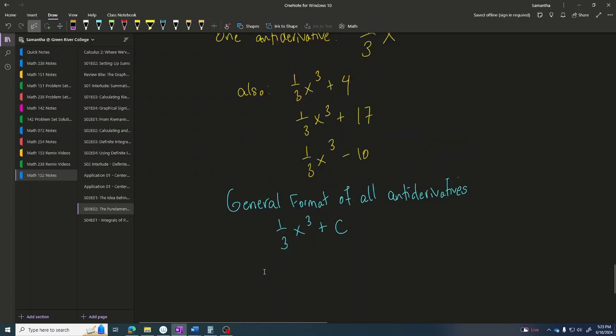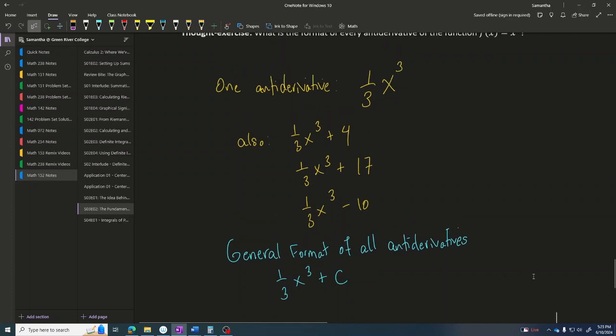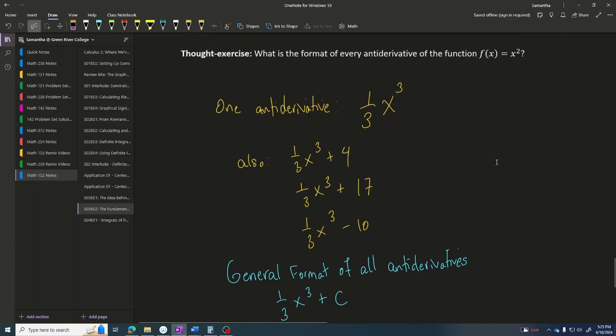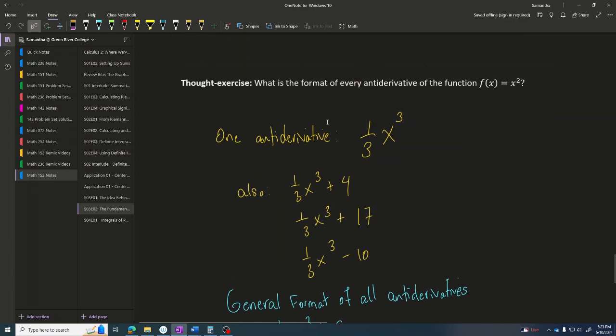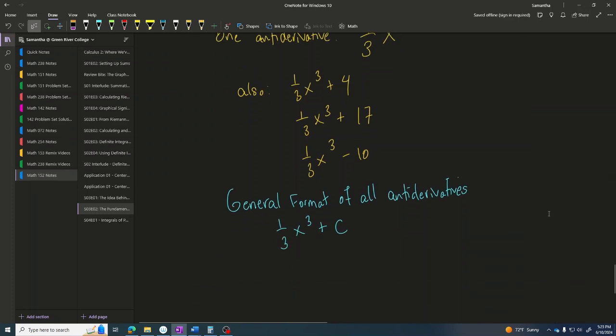Season 4 is all about learning the rules and processes to come up with the antiderivatives of functions very quickly, so that we can apply the fundamental theorem of calculus easily in a lot of different situations. And this plus c is something that you will be seeing very, very often in that season.